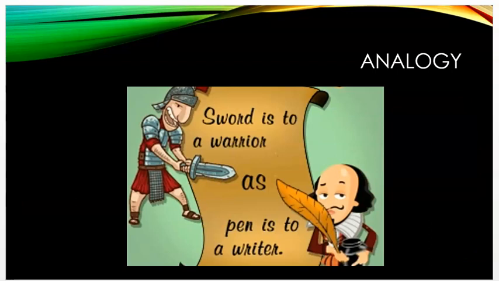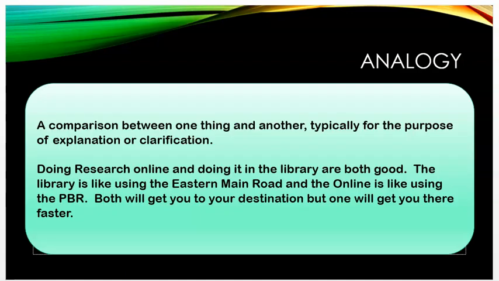Then we have analogy. An analogy here, we have: sword is to the warrior as pen is to the writer. That's a comparison of one thing to the other, typically for the purpose of explanation or clarification. So here's an example. Doing research online and doing it at the library are both good. The library is like using the Eastern Main Road, and online is like using the priority bus route.